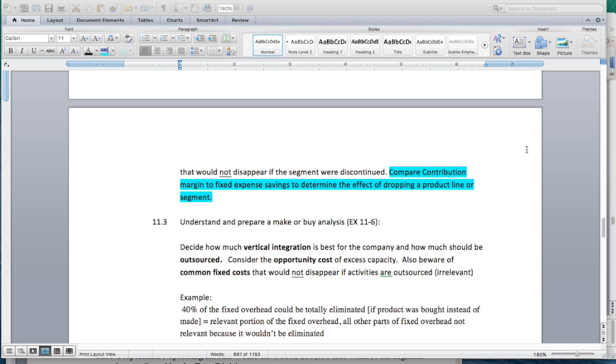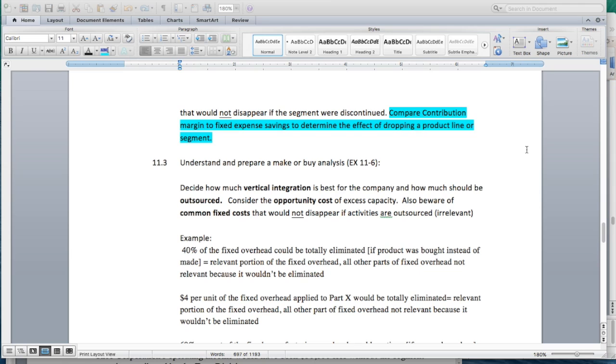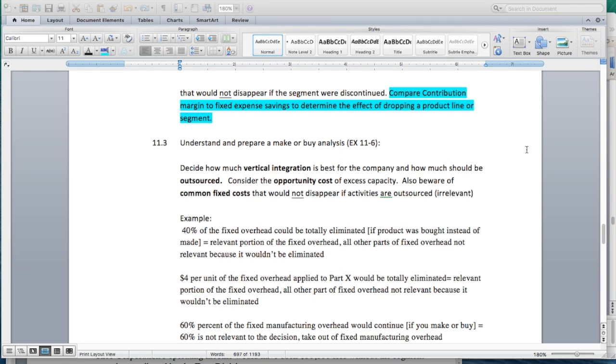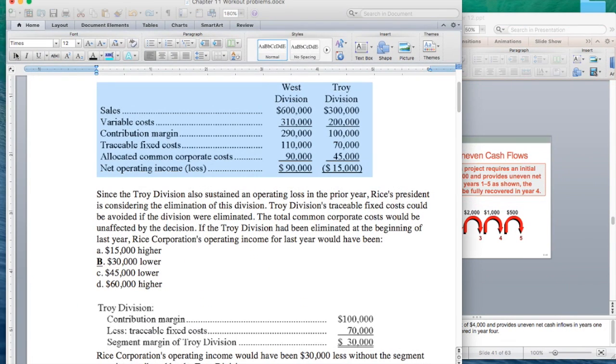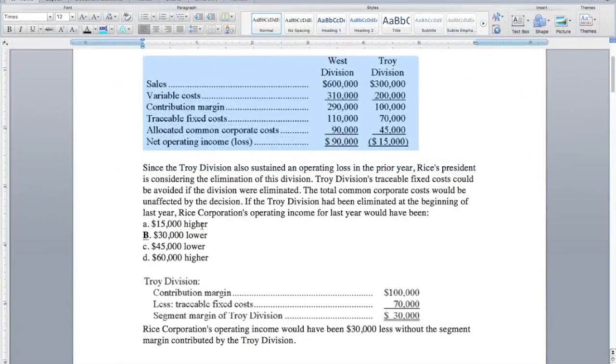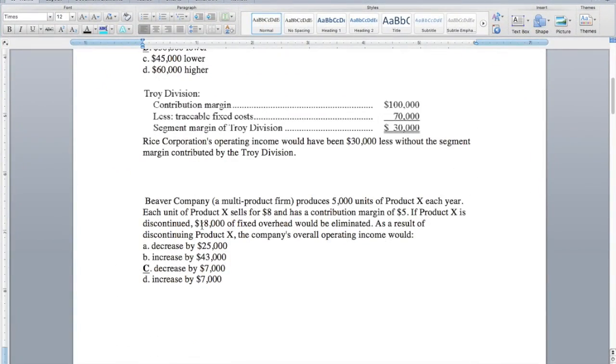And so, prepare a make or buy analysis. This is also important for the exam. These examples can just help you determine what's relevant or not relevant in your calculation. They can help you wrap your brain around how you want to look at these questions to get them right on the exam, and what's going to be relevant or not relevant for making or buying a product.